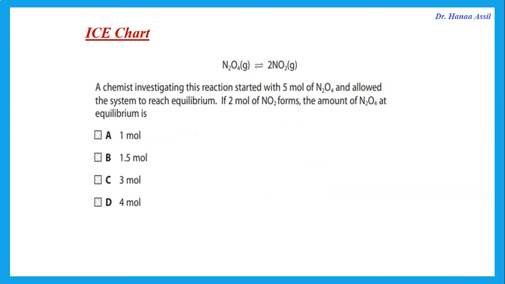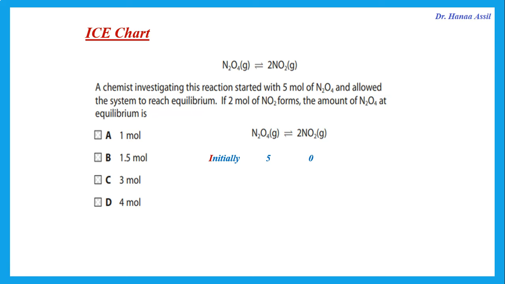Then we should know how to write ICE charts. When we have a reversible reaction, we write the number of moles at the beginning, number of moles at equilibrium, in order to determine the answer to any question we're asked about regarding a reversible reaction. So if we have this equation, the question says a chemist investigating this reaction started with 5 mole of N2O4, allowed the system to reach equilibrium.